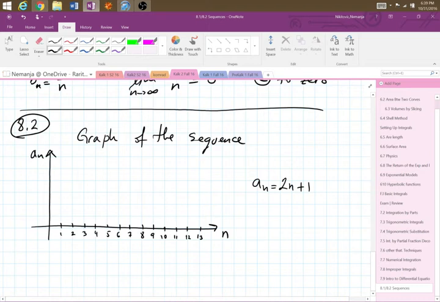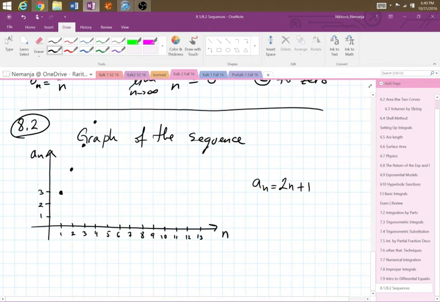So for 1, we have what? 3, 5, 7, 9. Now observe what I have there. There's just dots. They're not connected with any lines because there is nothing between 1 and 2. There is void there. So you don't get to compute a_n at 1.5 or 7.1.